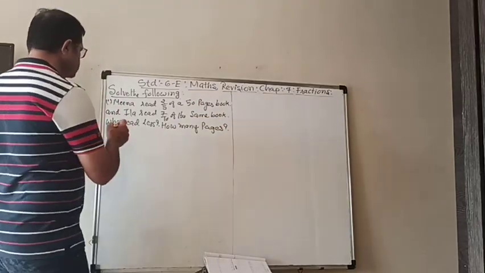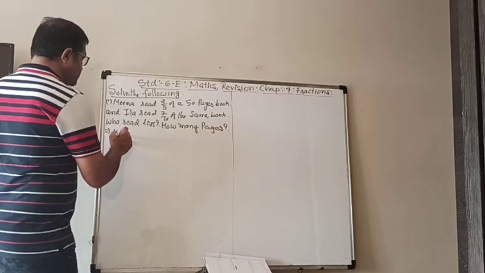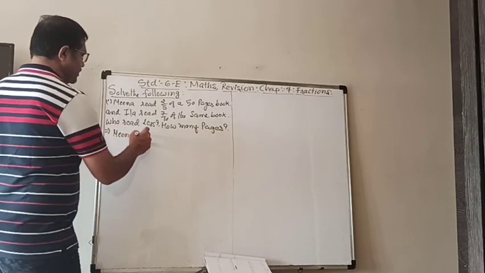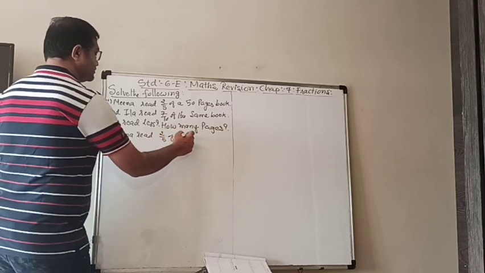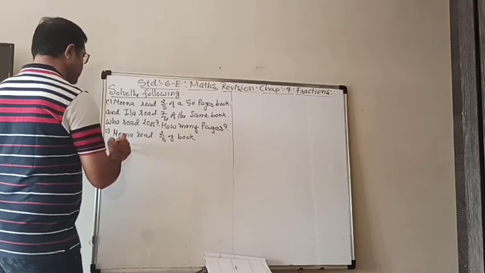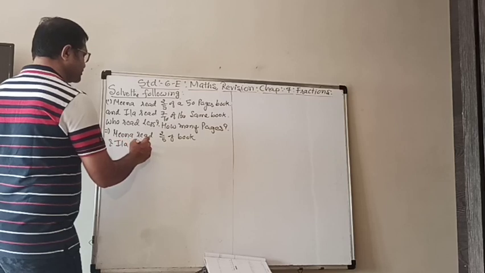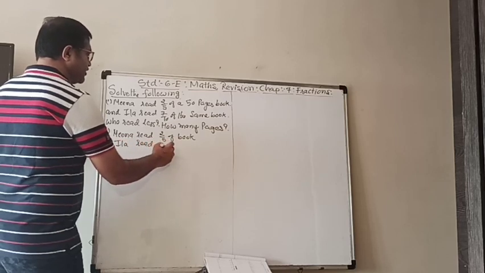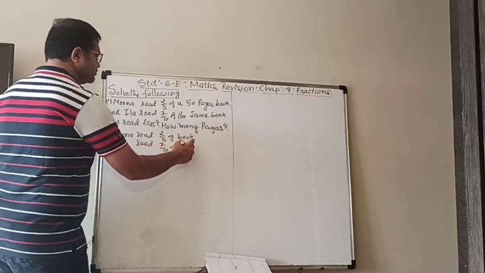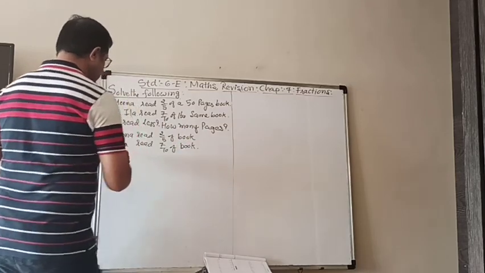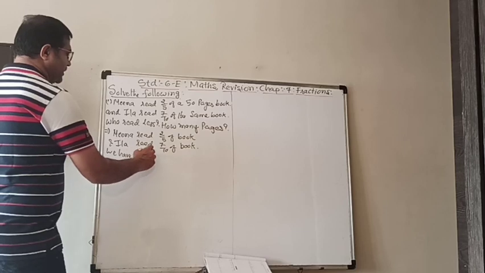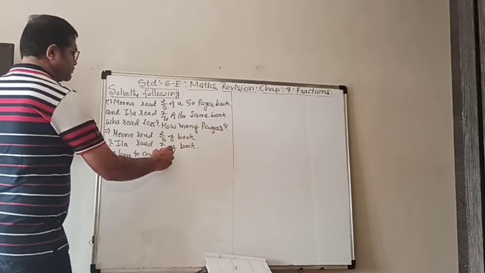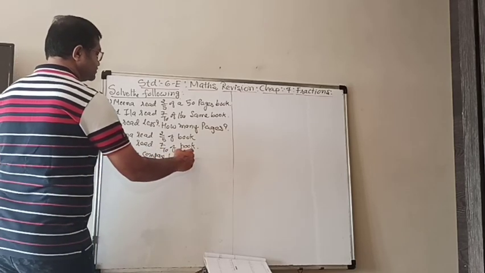So here Meena read 2/5 of the book and Ila read 7 upon 10 of the book. So now we have to compare both fractions.